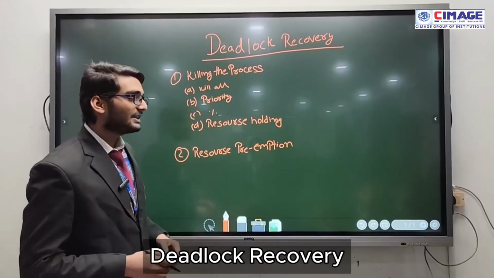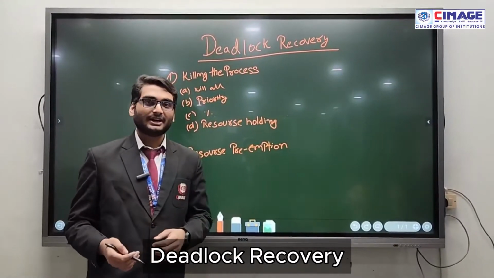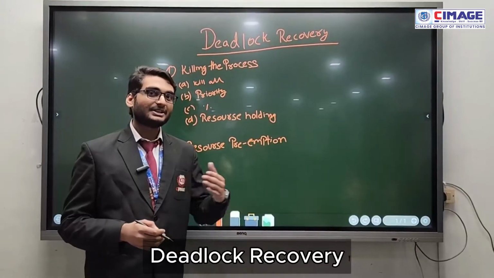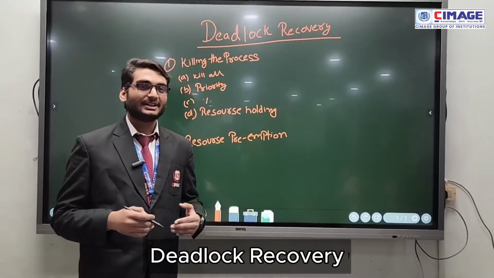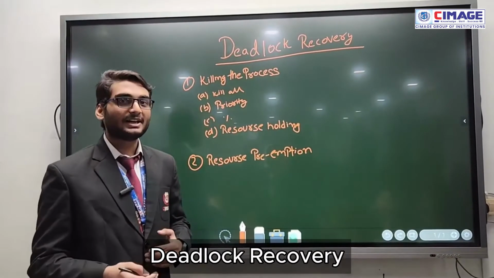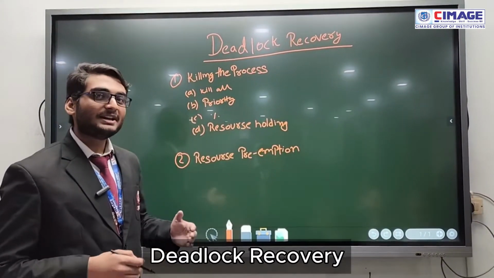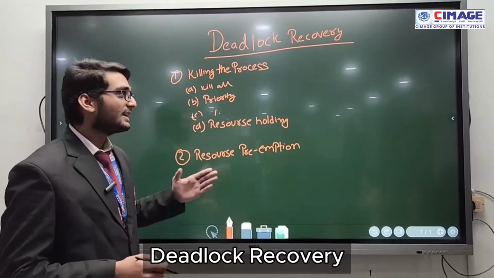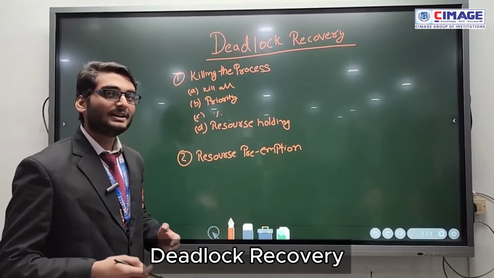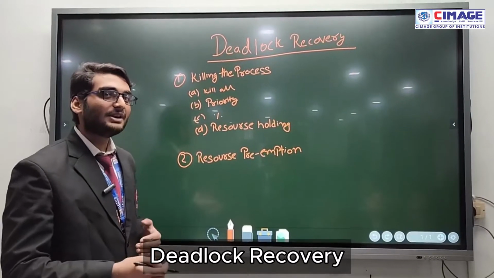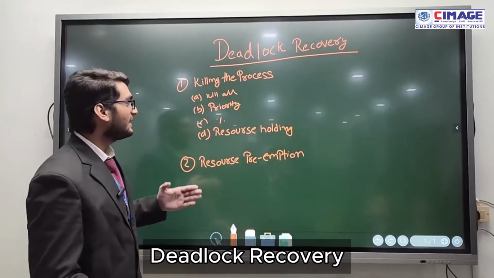The third one is percentage. The percentage of the process that is executed. The larger the percentage left to complete the execution, the sooner we need to kill that process, so that time is saved and deadlock is prevented, other processes can execute at that time, and our system will be totally prevented from the deadlock.